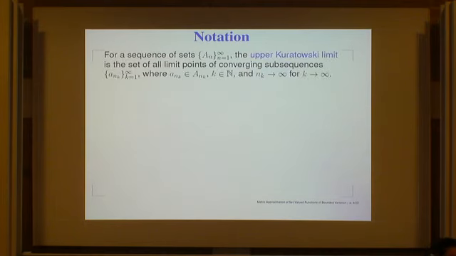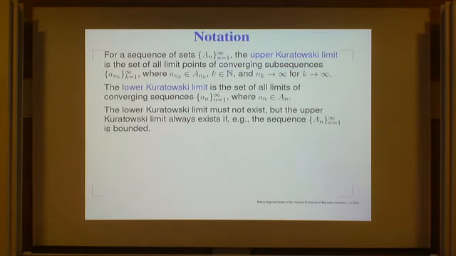Okay, another two notions that we use here for a sequence of sets. The upper Kuratowski limit is the set of all, I won't read it here, but just say the set of all limits of convergent subsequences. Opposite to it, the lower Kuratowski limit is the set of all limits of convergent sequences. I think it's easier if I explain it by an example.